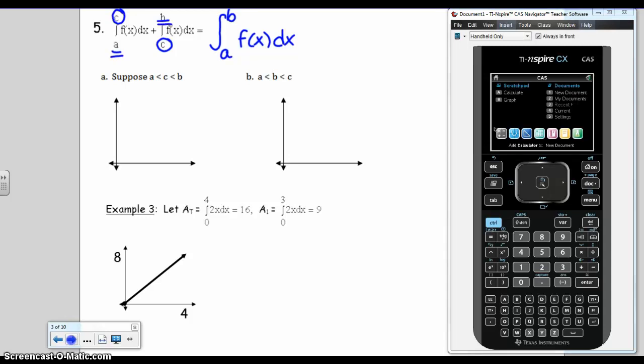So let's think about it this way. Suppose c is in between a and b. This is kind of the obvious one. So let's say we have some function, doesn't matter what it looks like. If I take the area from a to c, and I add to that the area from c to b, clearly, all together, that makes the area from a to b. So a to c plus c to b makes the total area a to b. And I think that's pretty obvious.